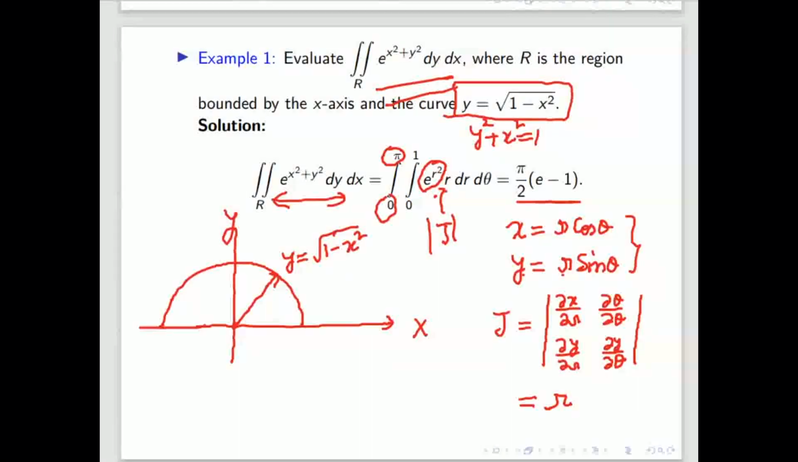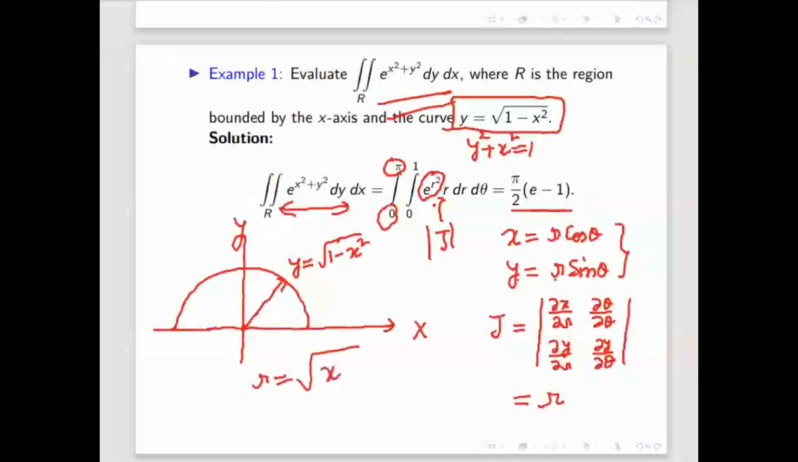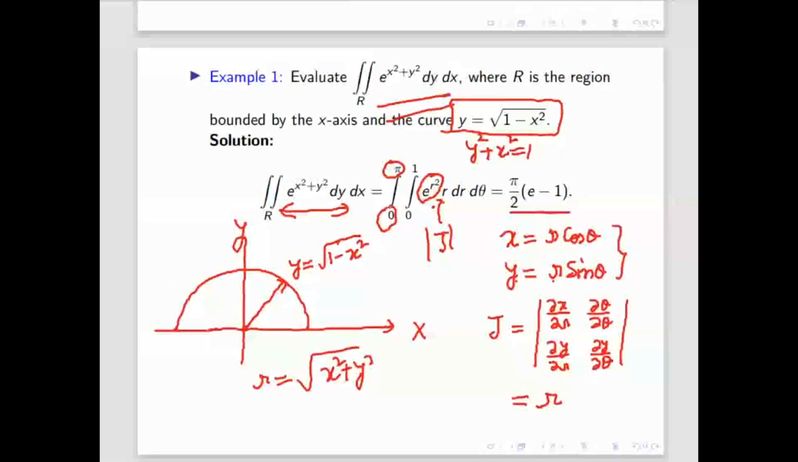Sir, repeat the limit. Limit, meaning the 0 to 1, how is it? So what is r? If x equal to r cos theta, y equal to r sin theta, then what does r mean? r square means x square plus y square, right? So r means the square root of x square plus y square. This is the value of r.